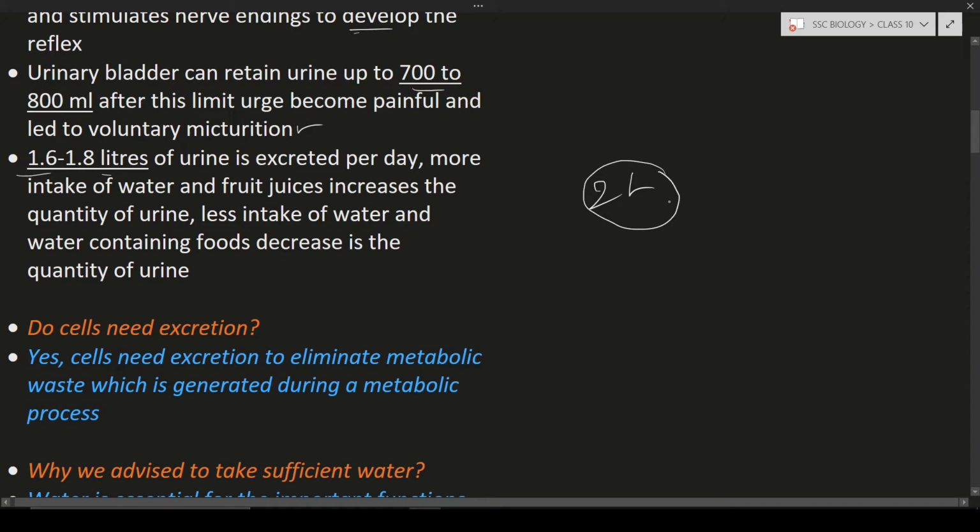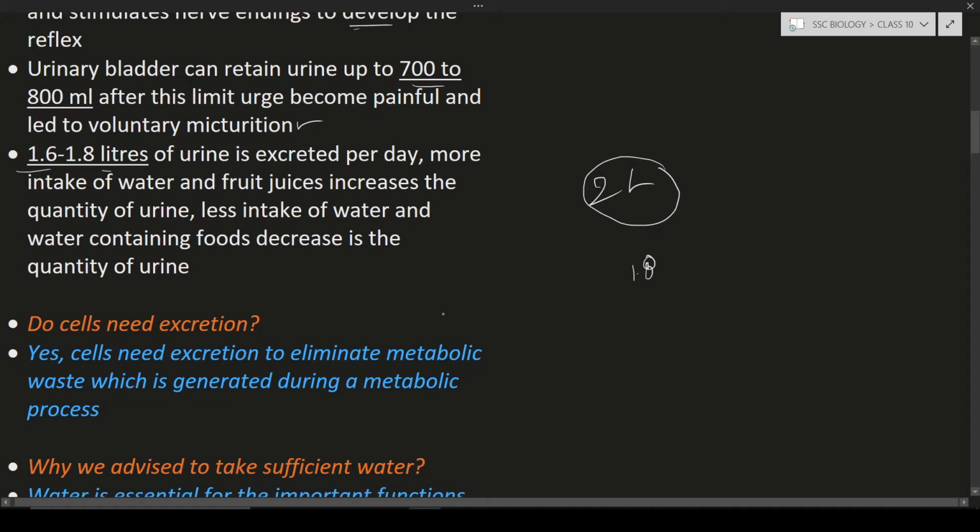Some people, those who take more water-containing food, will excrete a little bit more. It means more than 2 liters. The person who drinks less water or water-containing food will excrete less than 1.8. Okay, so this is the urine. Depending upon the food, the volume of the urine varies.